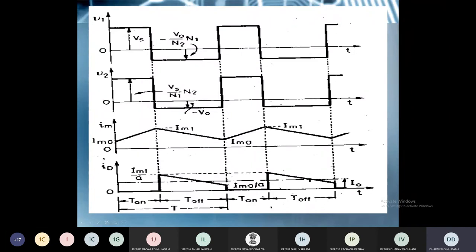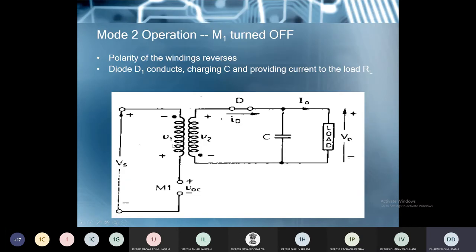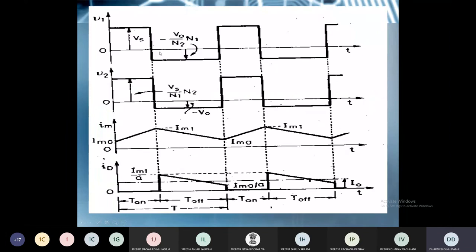And in the off period, when it starts from this point, it means that M1 is off, second mode. What will happen? The polarity of the induced voltage is changed on both sides, primary and secondary. So you can see that the primary side voltage becomes negative, and the secondary side voltage also becomes negative. And now your magnetizing current decreases. It means whatever energy was stored during the on condition is released in the off time of the switch. So here you can see that the magnetizing current decreases.